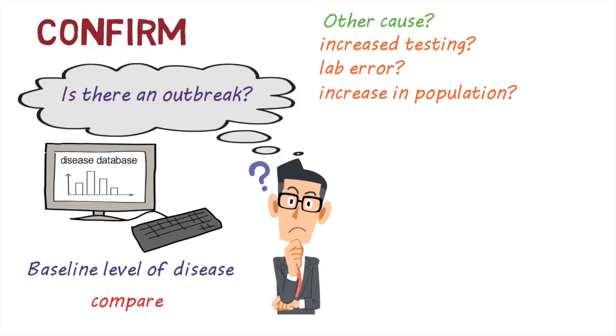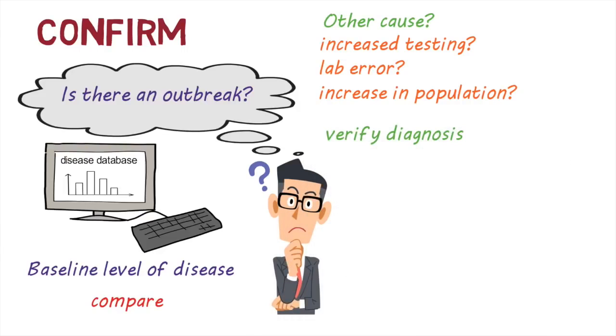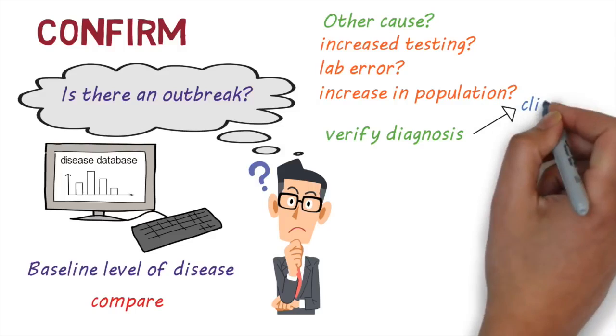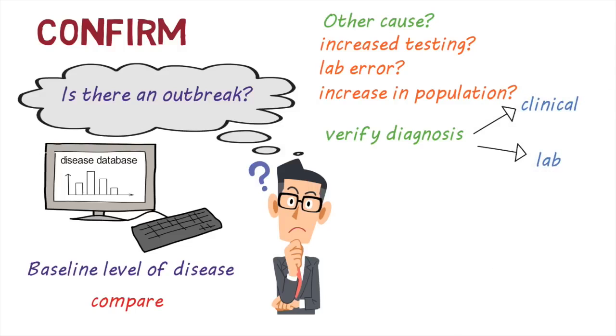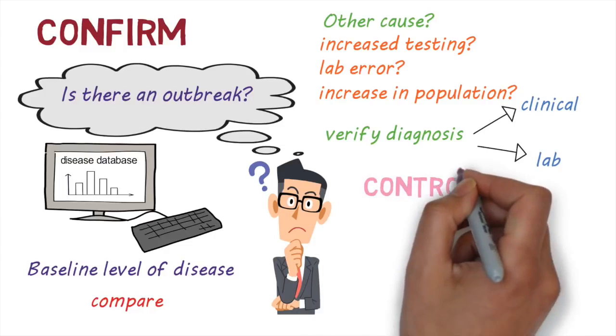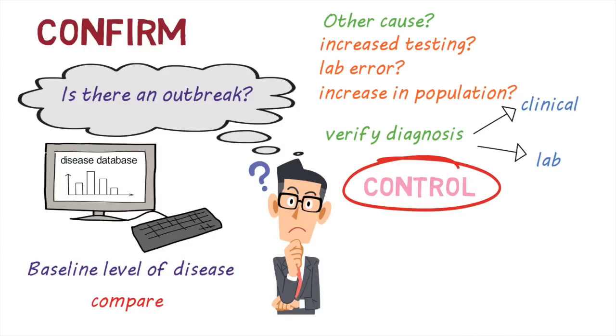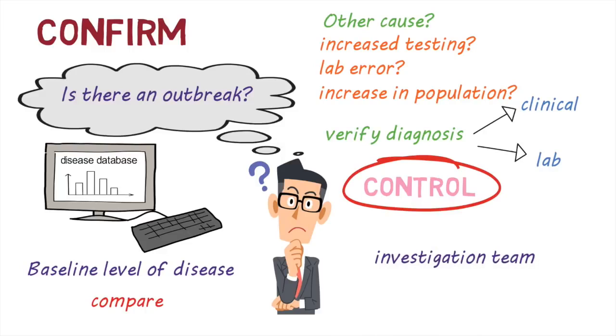To work out what's causing the outbreak and to help decide on the best control method, it's necessary to verify the diagnosis. This is usually done by reviewing the clinical and laboratory findings. Now, at this stage, there could already be immediate actions that can be taken to control the outbreak, especially if the source and mode of transmission is known. To proceed with the outbreak investigation, it may be necessary to get a team together. The size of the team will depend on the nature of the outbreak.